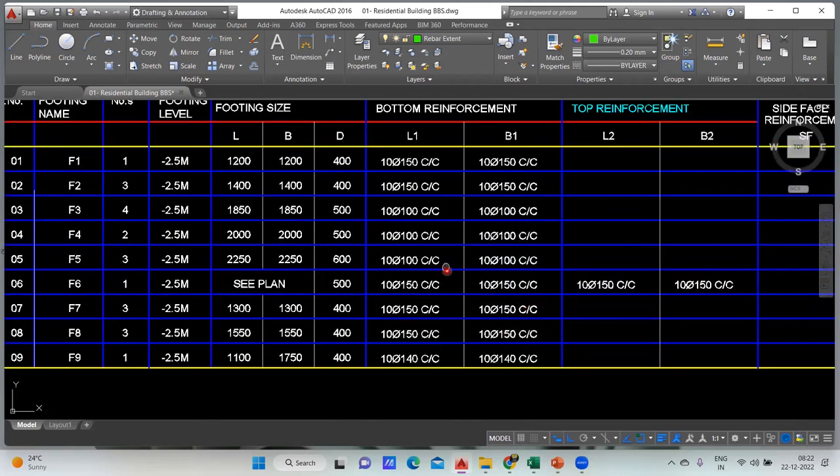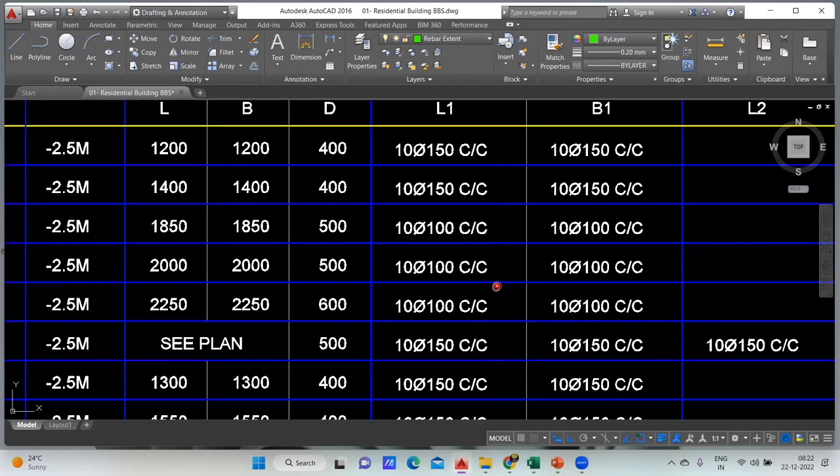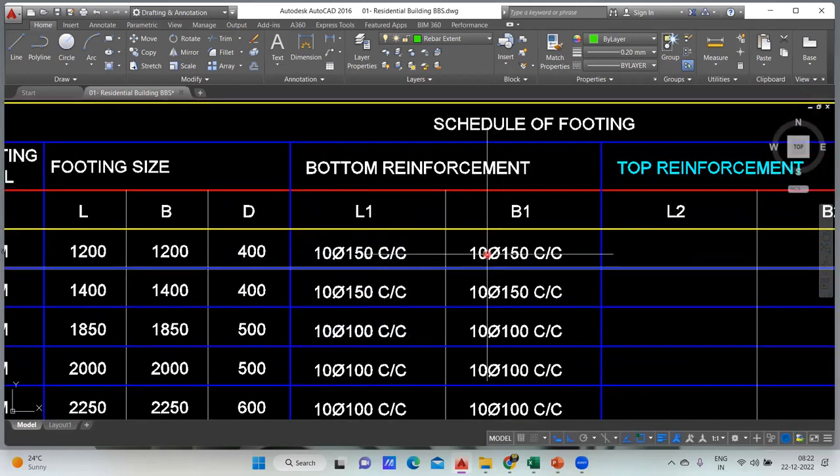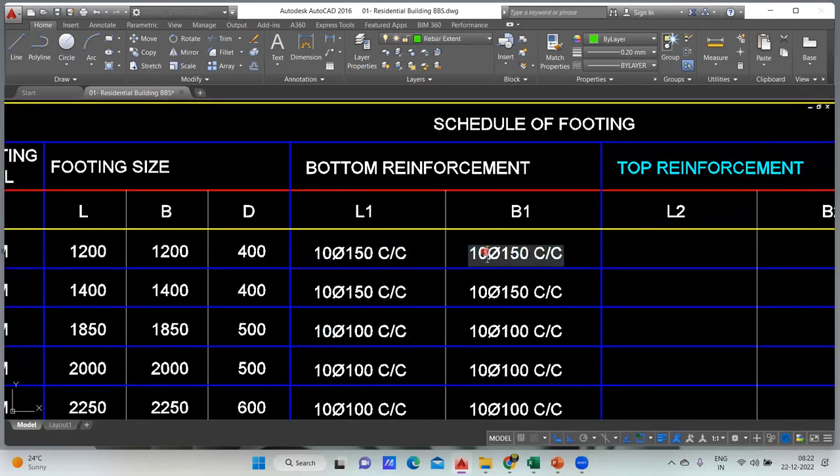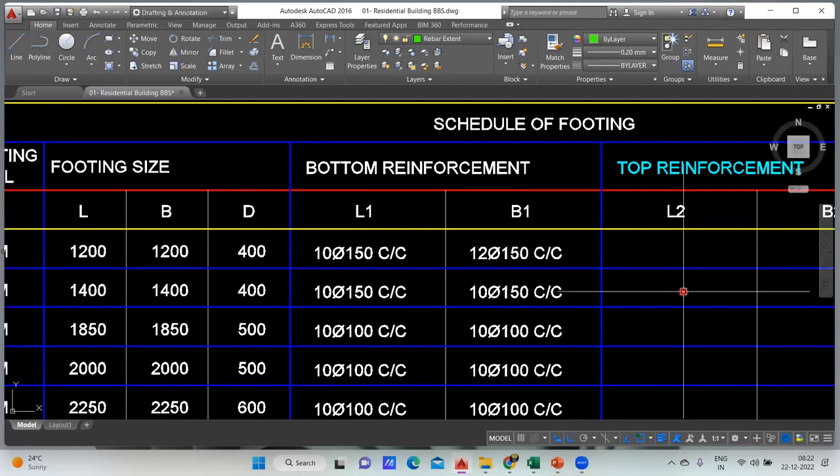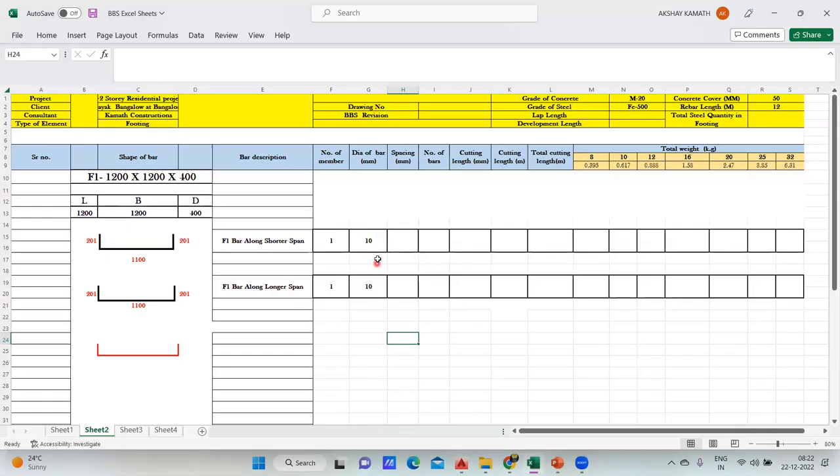There may be chances in some structural drawings where you may have 10 diameter, and let us see if this is 12 diameter. Then your longer should have been 10 diameter, shorter should have been 12 diameter. And if you interlink, what will happen? What if you interlink this?